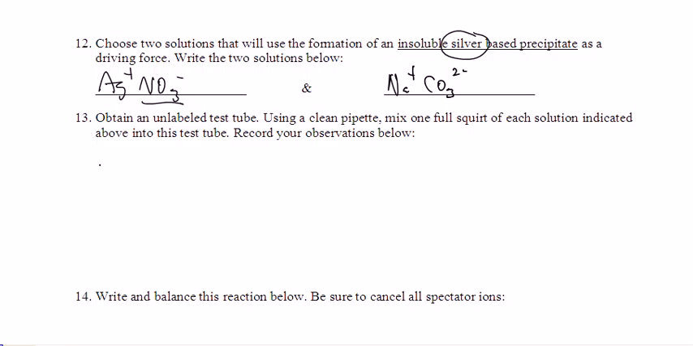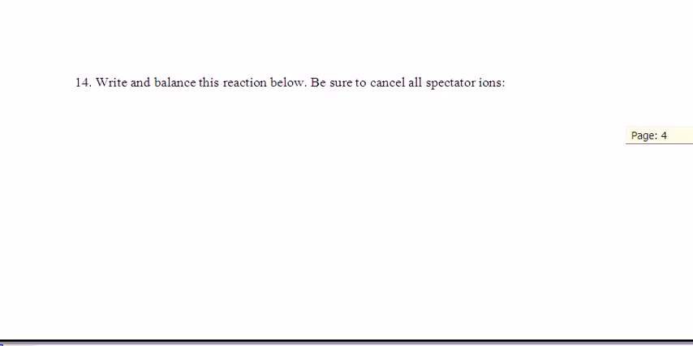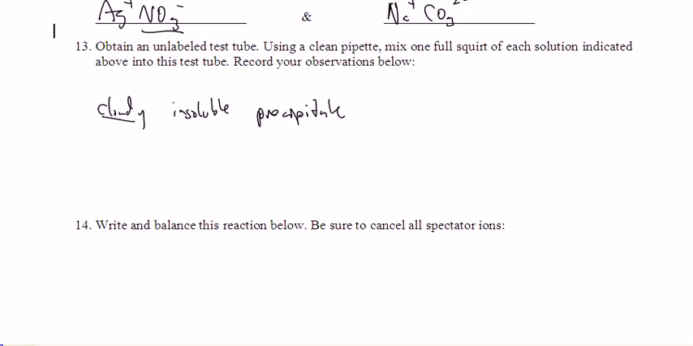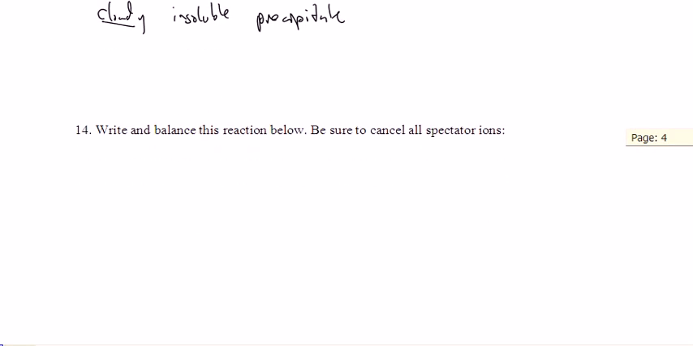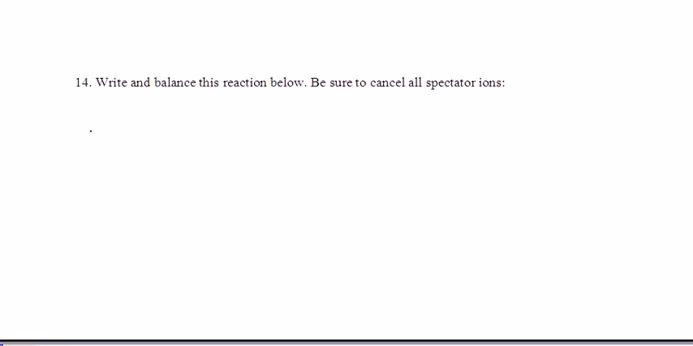As you did it, again, you should see a cloudy, insoluble precipitate. In this case, it's cloudy. Write and balance this reaction. Well, I'm going to write and balance it, and then we're going to draw the test tube so you can see what it looks like.